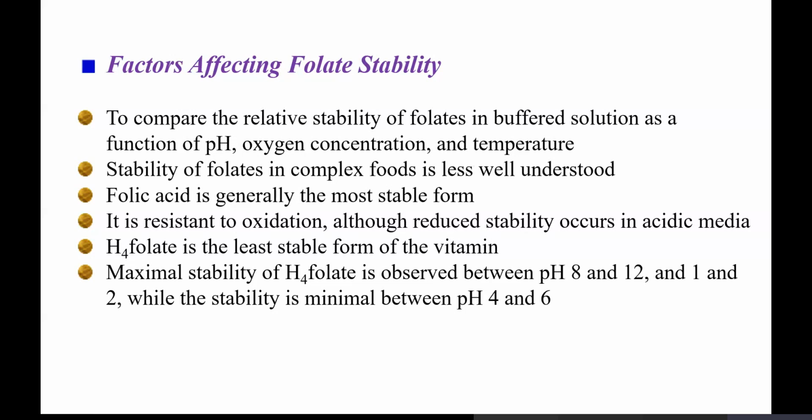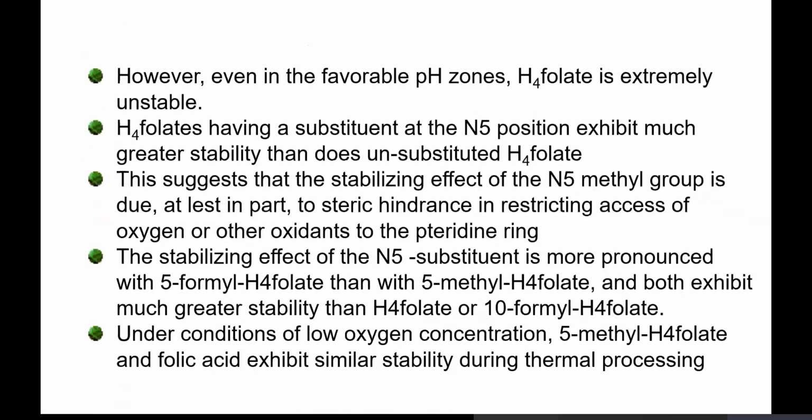So in extremely acidic condition it is stable, in highly alkaline condition it is stable, but if you see the pH below that range, it is not stable. Minimum stability is between pH 4 and 6. So it is highly pH dependent. Even in the favorable pH zone, it has been found extremely unstable in some cases of food, because it is not only one system: oxygen concentration, what type of form, what type of product or food system it is, and whether other compounds are present.